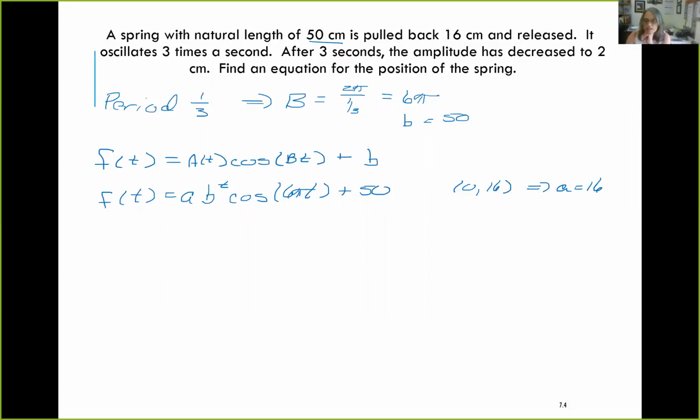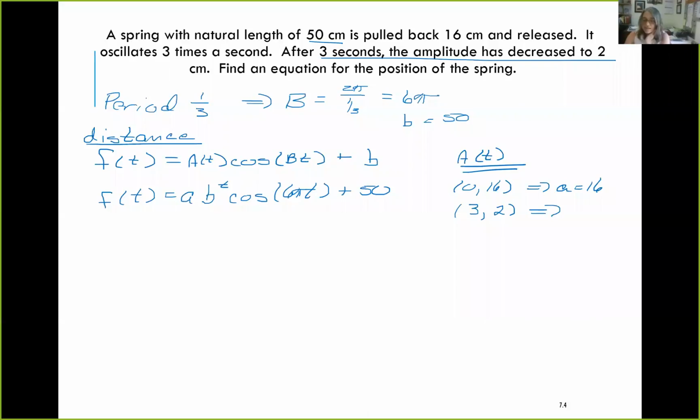We can then plug in another point that is again related to the amplitude, and it tells us the amplitude is decreased to 2 centimeters. So at 3, my amplitude is 2. Now understand these points are on the amplitude function because that was what was given to us. My f is the distance or position function, so this is the length of the spring as a function of time. These points are related to the amplitude of oscillation as a function of time.